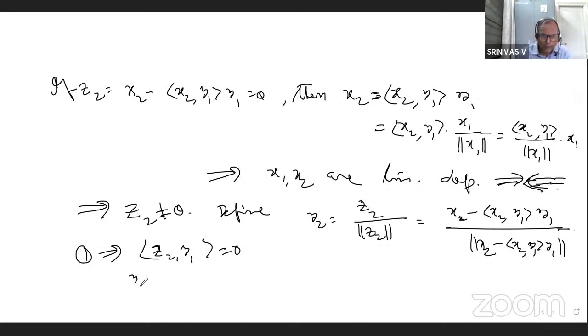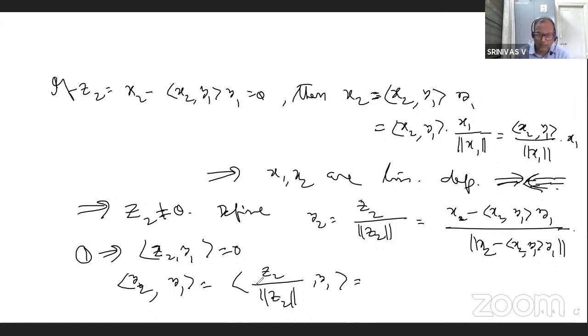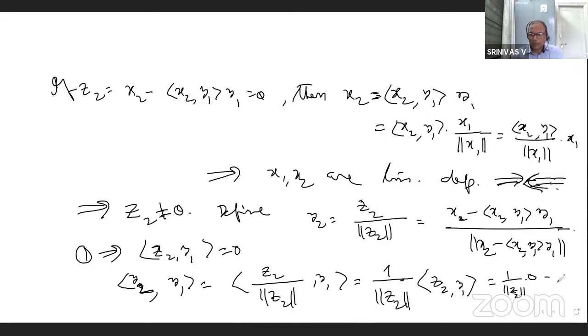If you take the inner product of y2 and y1, y2 is z2 by norm z2 comma y1. This scalar can be taken out, as it is linear in the first coordinate, so it is 1 by norm z2 into the inner product z2 comma y1. And this is shown to be 0. So this is 1 by norm z2 into 0, and this is 0. So y1, y2 will also be orthogonal.